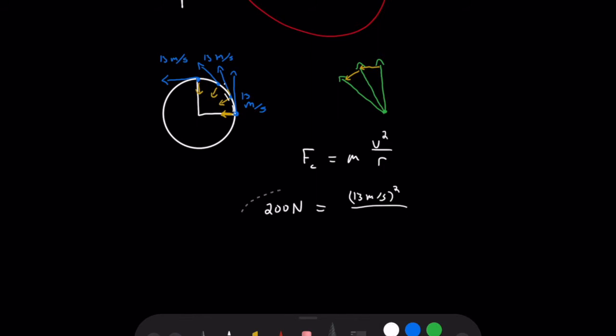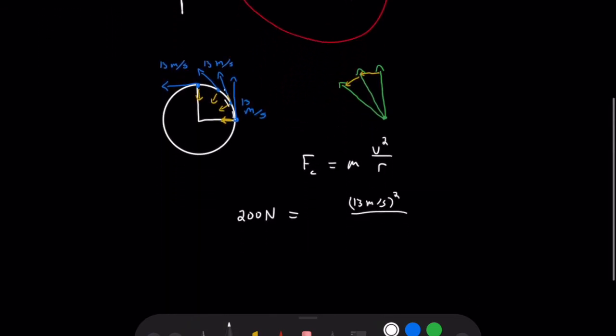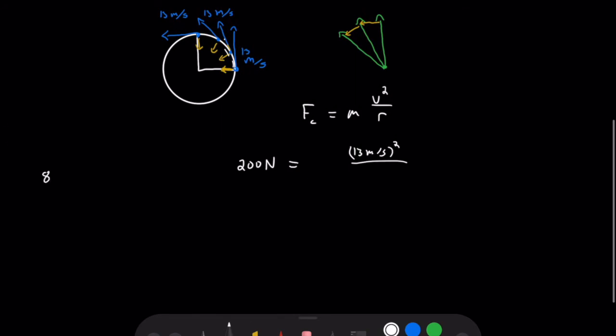And let's go ahead and find out his mass really quick. Now remember, 800 newtons is a measure of force, which is weight in this case. So if we take that 800 newtons and divide it by the gravity constant, we should get 81.6327 kilograms.